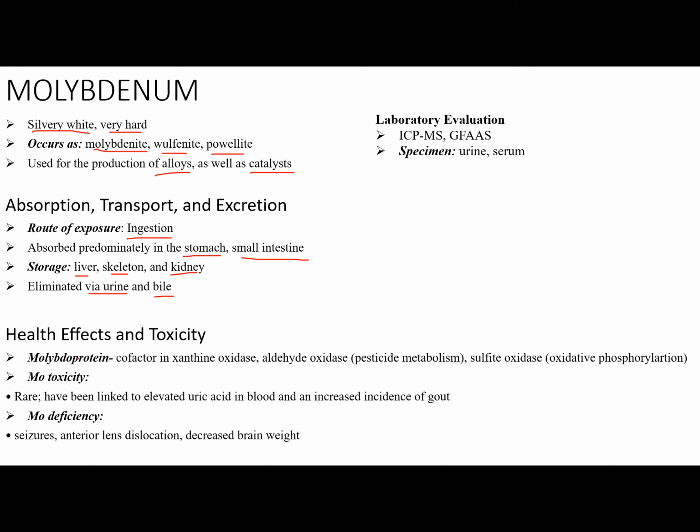Health effects and toxicity, class, we have your molybdoprotein. This is a cofactor in xanthine oxidase, aldehyde oxidase, and sulfite oxidase. Then we have your molybdenum toxicity, class. This is rare and has been linked to elevated uric acid in the blood and an increased incidence of gout. Molybdenum deficiency would lead to seizure, anterior lens dislocation, and decreased brain weight.